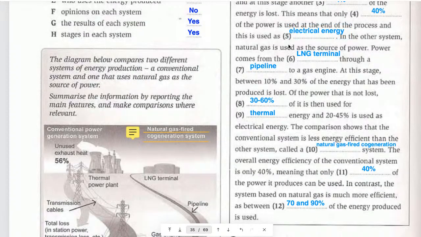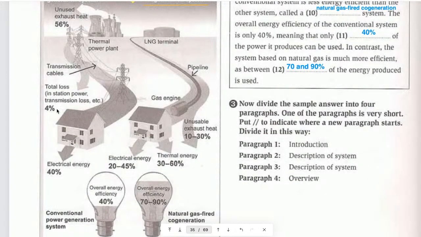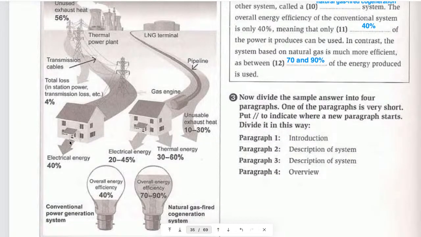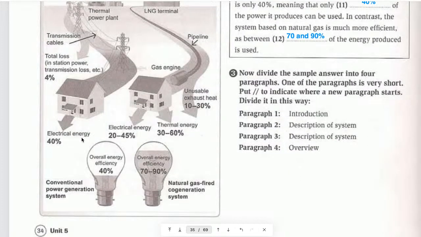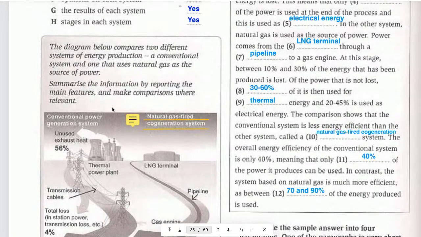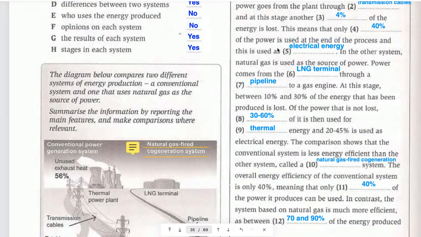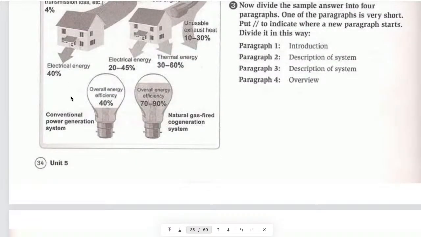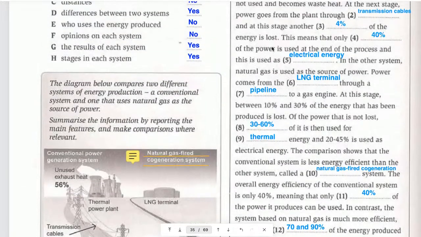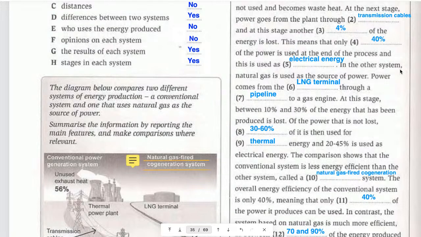Why do you know the answer for number 5 is electrical energy? Where? Yeah, on the system on the left, right? You can see they mention electrical energy 40%. So that means only 40% of power is used as electrical energy. Okay? Only 40%. So we have just finished the first system. Now let's discuss the second system.